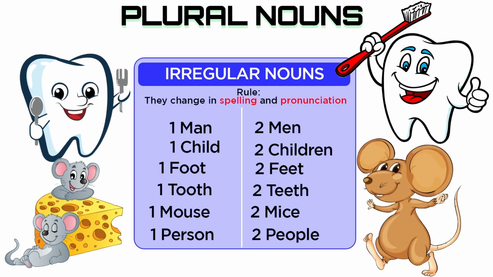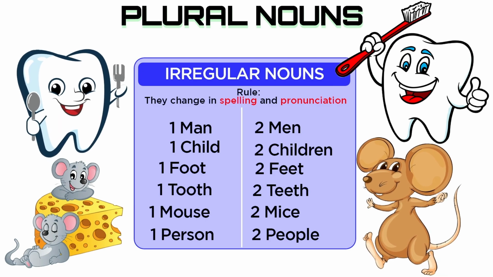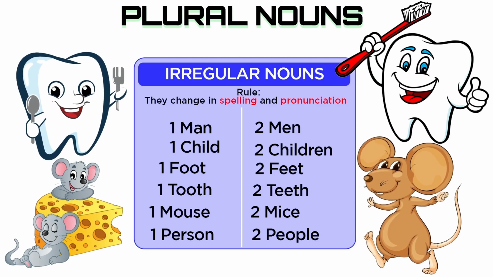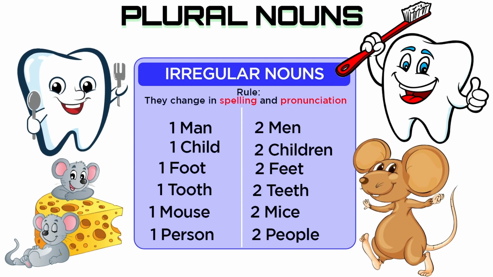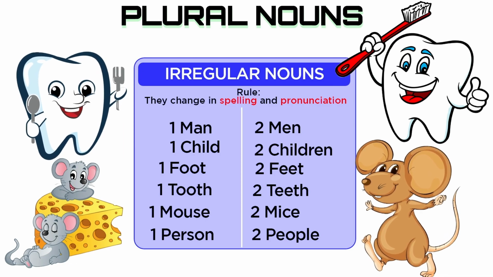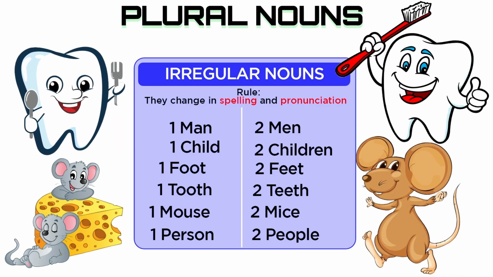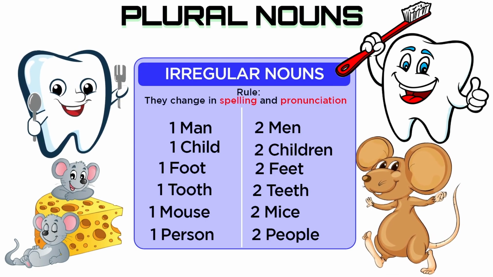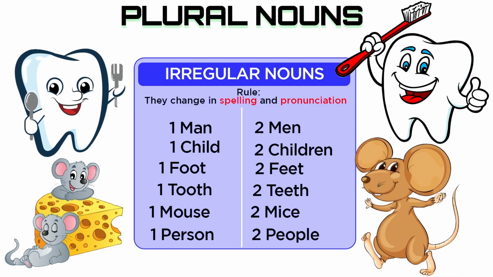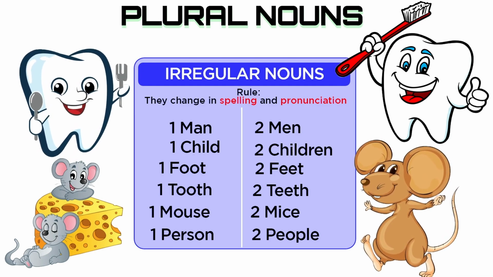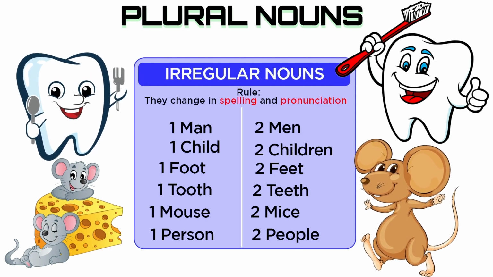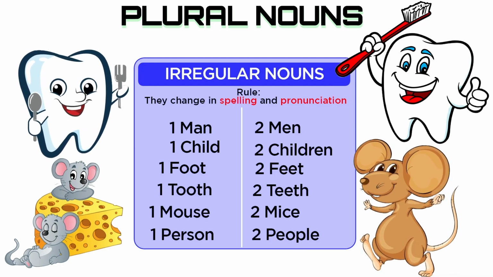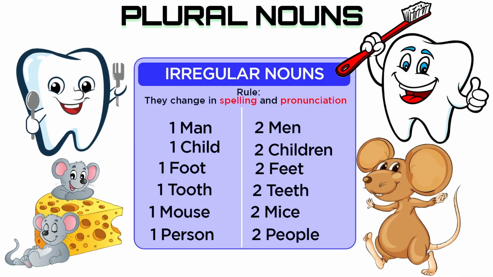There are some nouns that have very irregular plurals and that don't have an s at the end. Some common irregular plural nouns are one man, two men. One child, two children. One foot, 2 feet. One tooth, 2 teeth. One mouse, 2 mice. One person, 2 people. There are many more irregular plurals, and you can see more examples on our website. There is a link in the description of this video.